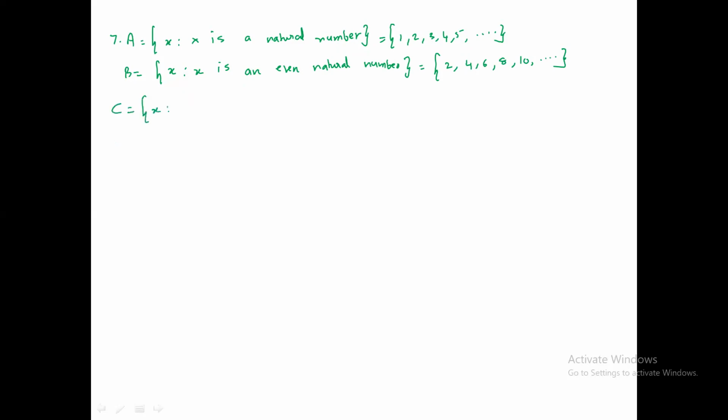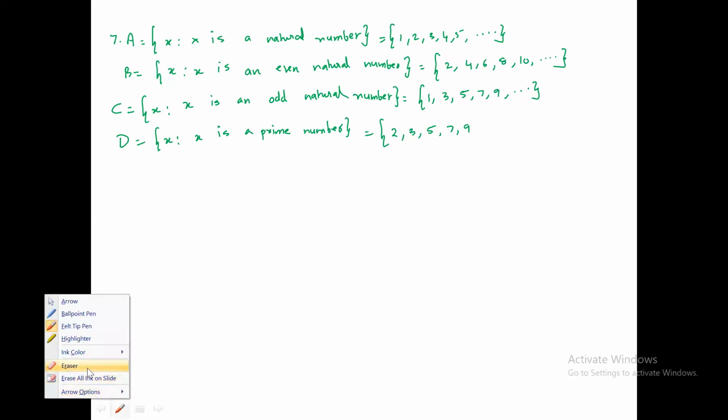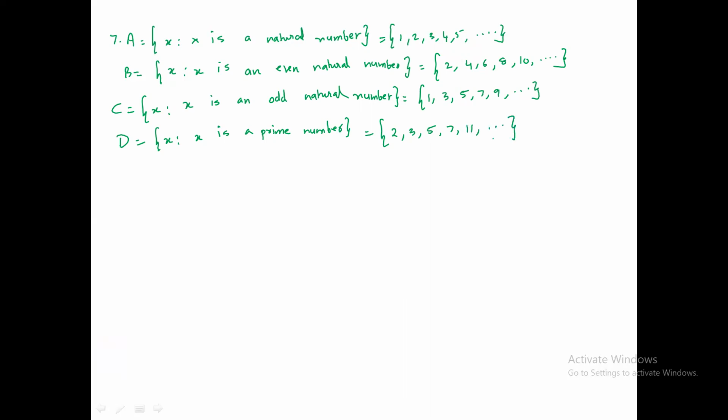Next, C is the set having x such that x is an odd natural number. So now you have to write odd natural numbers: 1, 3, 5, 7, 9, and so on. Next, D is the set having x such that x is a prime number. So now we will be writing prime numbers: 2, 3, 5, 7, not 9. After 7, next prime number is 11, and so on. It goes on.